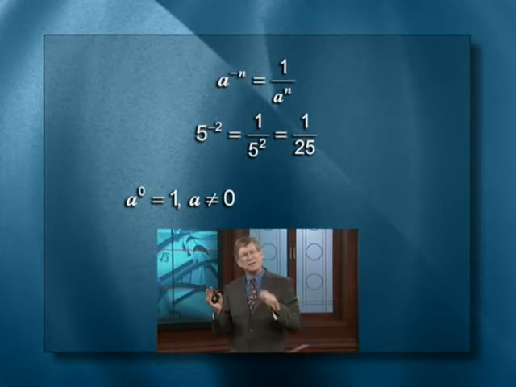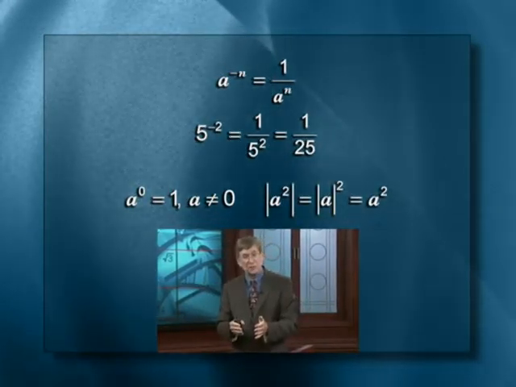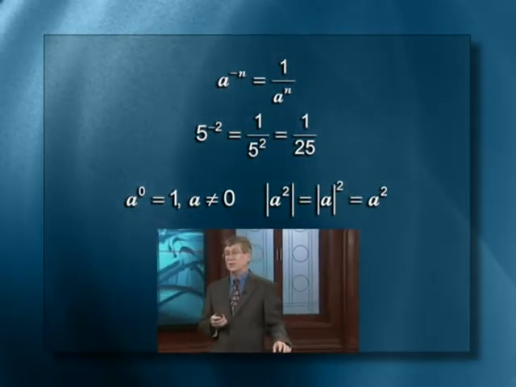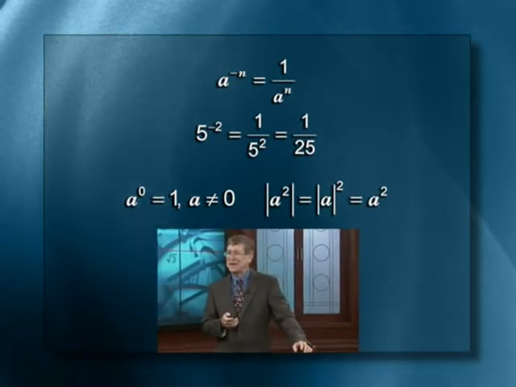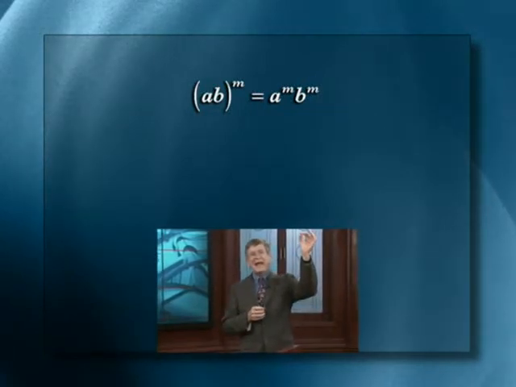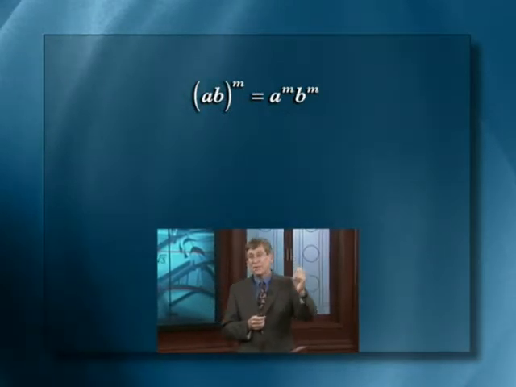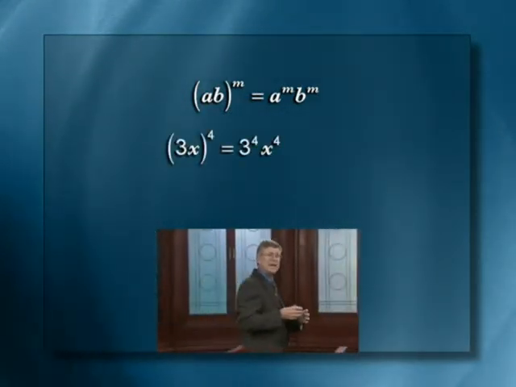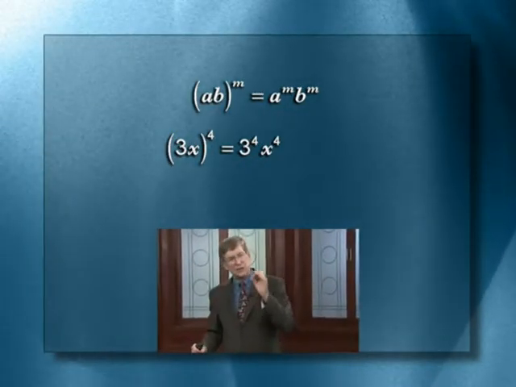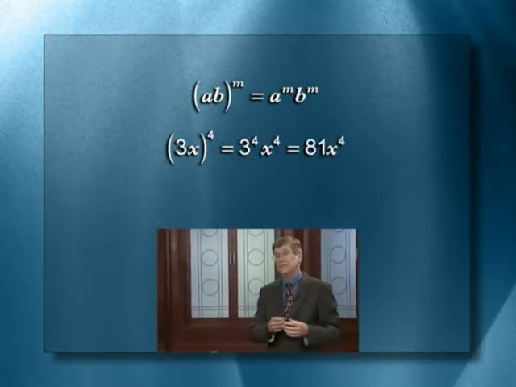Another property that's kind of obvious, I think, the absolute value of a squared is the same as the absolute value of a all squared, which is the same as a squared without the absolute value signs at all. Okay, good. Here's some more. The product ab raised to the mth power is the same as a to the m times b to the m. For instance, another quick example, 3x to the 4th power can be rewritten as 3 to the 4th times x to the 4th, which is 81x to the 4th.